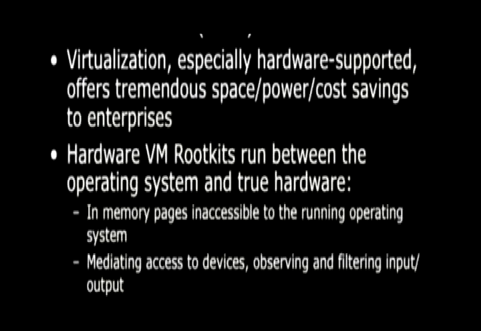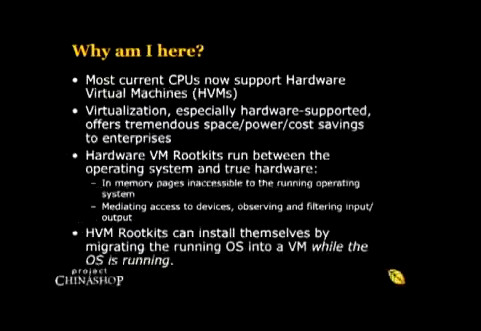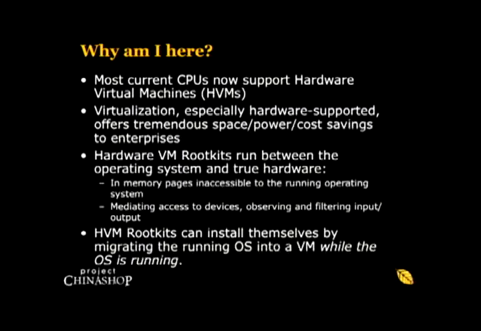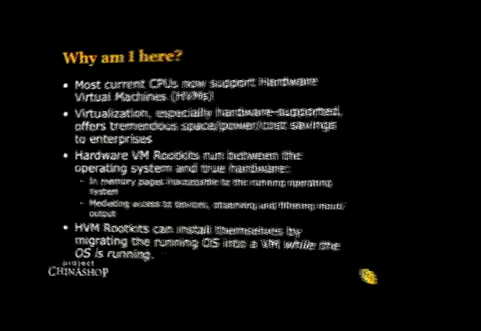And what I'm going to show is the cool trick of how a hardware virtual machine rootkit can install itself by migrating a running operating system into a hardware VM, and then just install itself as a hypervisor around it. Once it's there, it controls every aspect of the operating system, and it can hide itself in memory, unmapping its pages from the guest OS. It can mediate access to memory, and be really difficult to detect with our current techniques, and at the same time have the same level of access that a normal rootkit would give.